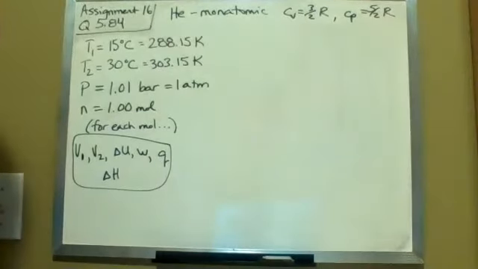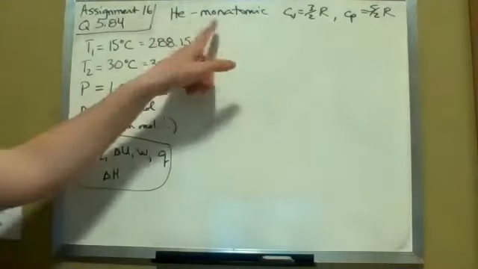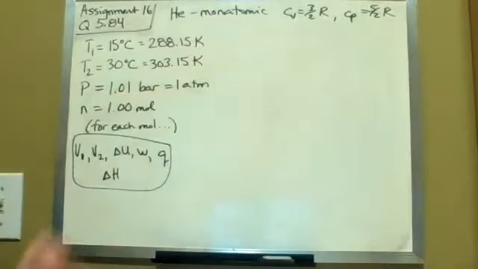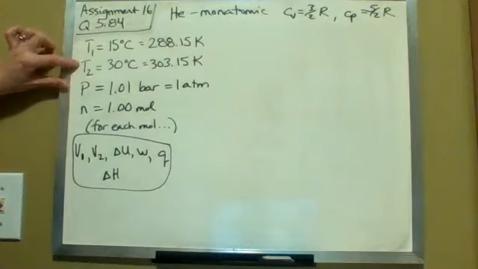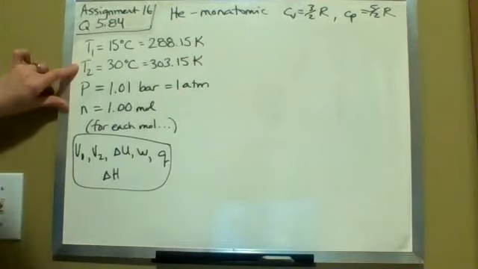This is assignment 16, question 5.84 from the Silverberg textbook. In this case, you have a balloonist who starts out the morning in a helium-filled balloon. Helium is monatomic, so there's our CV and CP. It starts out at 15 degrees Celsius, and by mid-afternoon the temperature is up to 30 degrees Celsius.